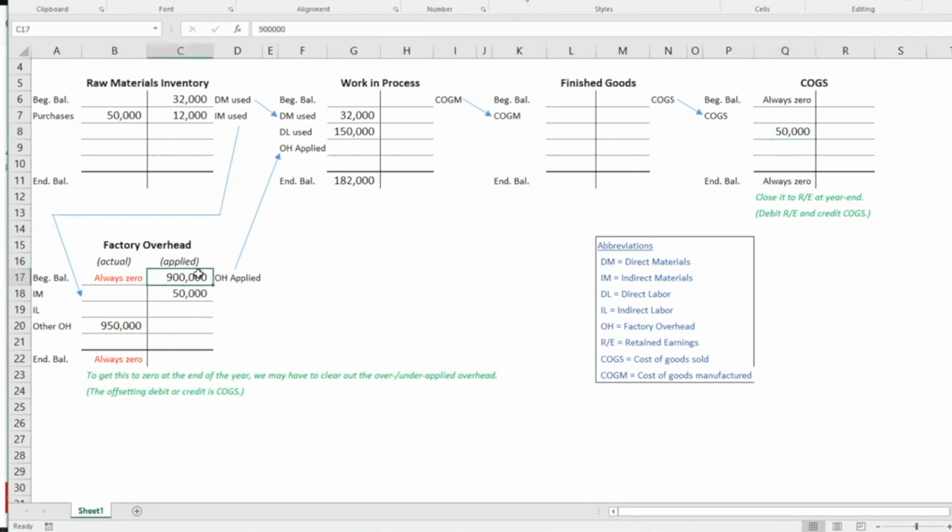Whereas this 900,000 went up here, you know, and it flowed through here and it flowed to there. So it ended up here, and that's awesome. But there just ended up being 50,000 more of actual cost than we thought there'd be. So we're just going to debit that and credit that just to clear it out. This has to be zero. And I put that note here in green. Okay. And I put the offsetting is cost of goods sold.